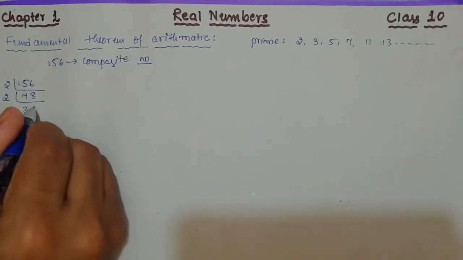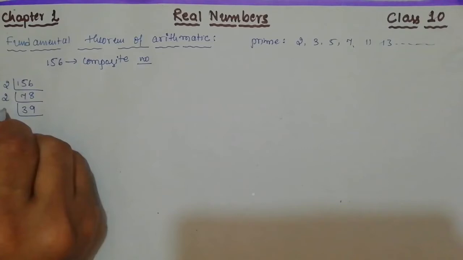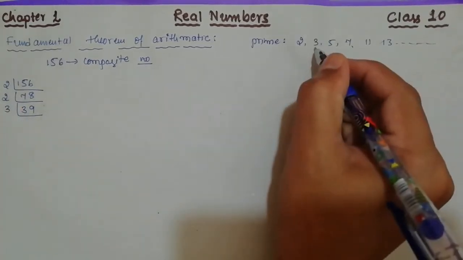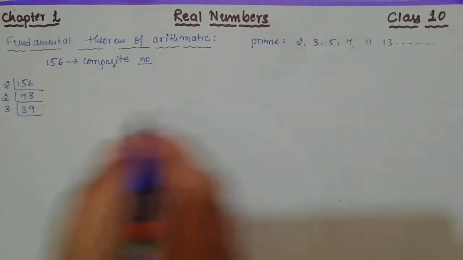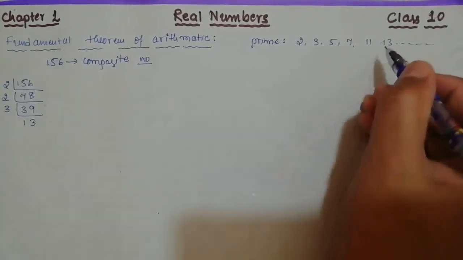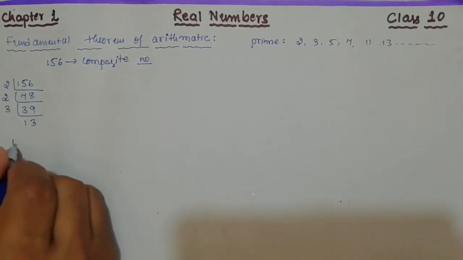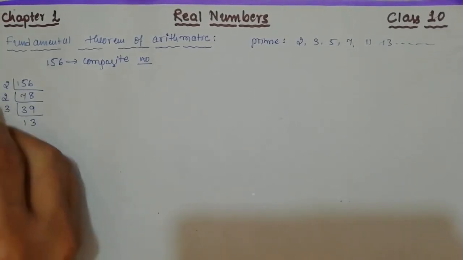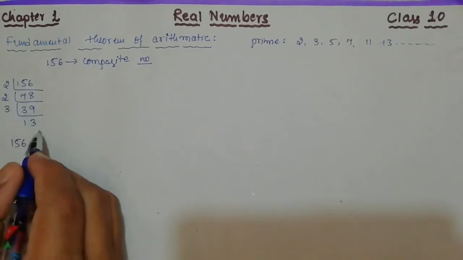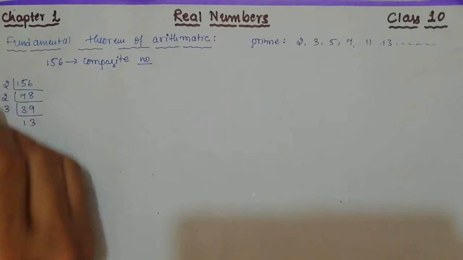2 threes are 6, 2 nines are 18. Now it is not divisible by 2, so which number is it divisible by? 3. You need to move on to the next prime number. 3 ones are 3 and 3 threes are 9, and 13 is what type of number? It is a prime number, so I'm not going to continue. Now you can write 156 is equal to 2 into 2 into 3 into 13. If you take the product of these prime numbers, it should be equal to 156.